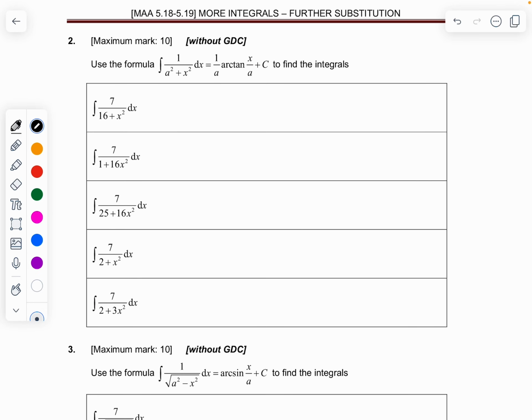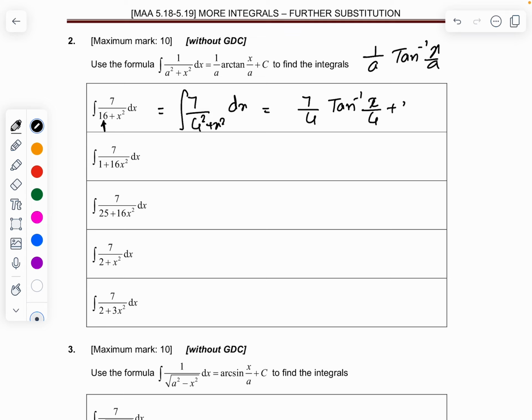Use the formula: integral of 1 upon a square plus x square equals 1 upon a tan inverse x upon a. So over here it is 7 upon 4 square plus x square. So the a value is 4. So 1 upon a times 7 gives 7 upon 4 tan inverse x upon 4 plus c.